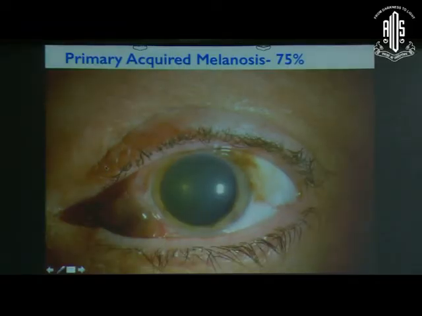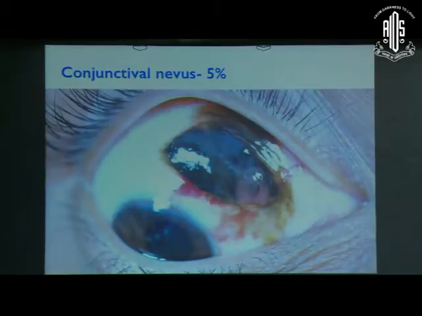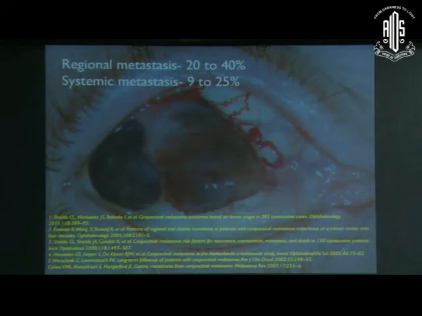In the caruncle, it is very risky, so there is a high chance that this patient can have intraorbital extension. De novo, 20% of melanoma can arise, and from conjunctival nevus, 5%. Immunohistochemical studies also help if you're at a fix with a clinical diagnosis, to differentiate between a nevus and the conjunctival melanoma. It's mainly HMB45 and Ki67.